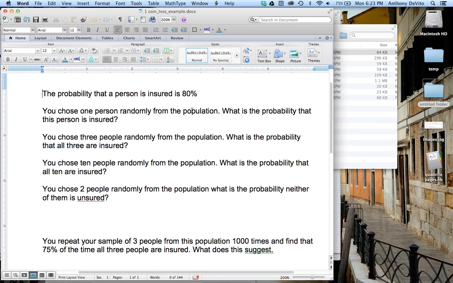So it's 0.8 times 0.8 times 0.8, right? 0.64 times 0.8. What does that wind up being? About 50% or something like that by the time we're done? You can multiply that out for yourself, right? So the probability that all 3 are insured is the product, 0.8 times 0.8 times 0.8. That's pretty simple because they're independent events. It's all the same outcome.